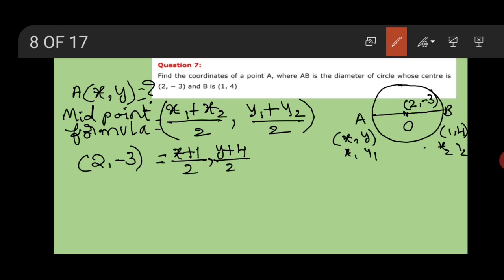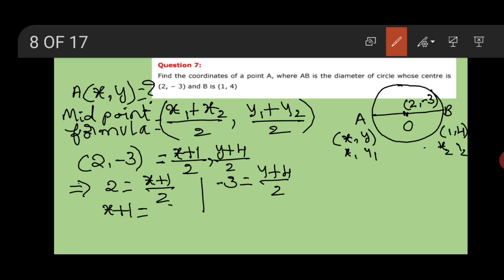Now equate this. Therefore, this implies 2 is equal to (x plus 1) divided by 2, and minus 3 is equal to (y plus 4) divided by 2, because the x coordinates are equal and the y coordinates are also equal. Here, x plus 1 is equal to this divided by 2. Take 2 to the left hand side, it becomes 2 into 2, 2 2s are 4. So x plus 1 is equal to 4, x is equal to 4 minus 1, which is equal to 3. Therefore, the value of x is 3.